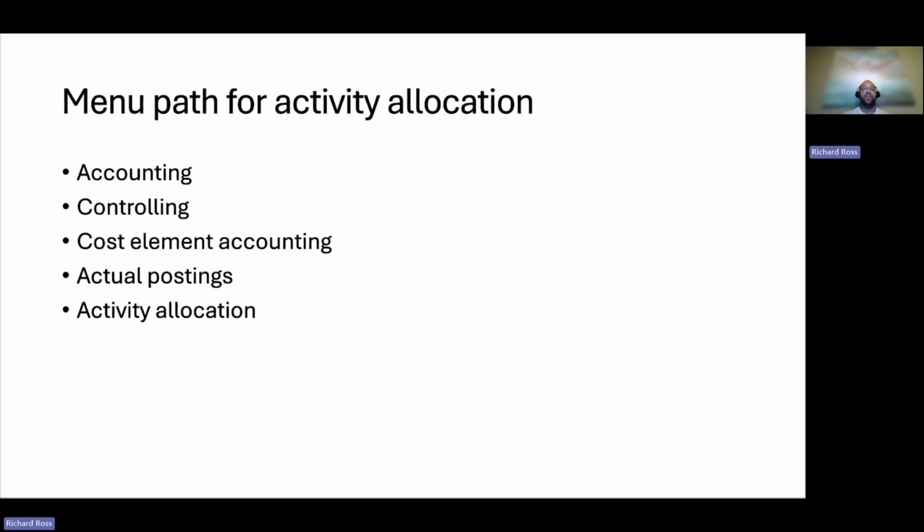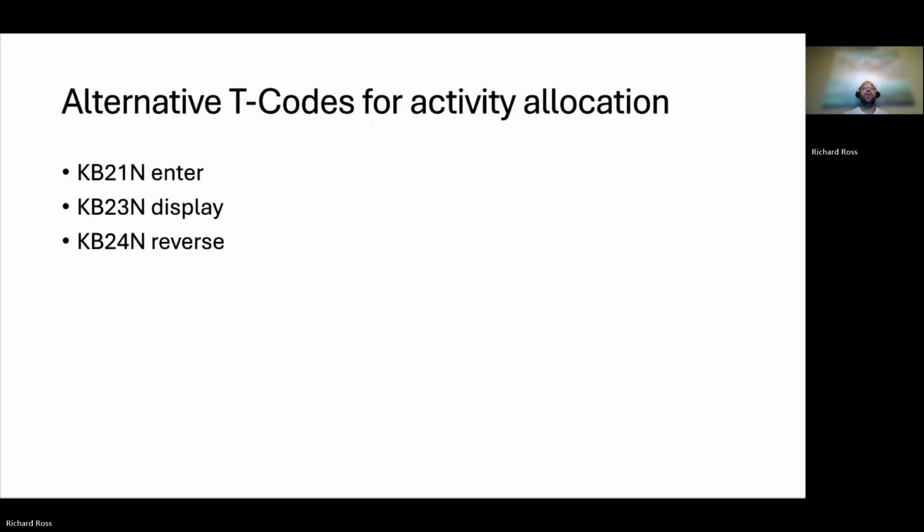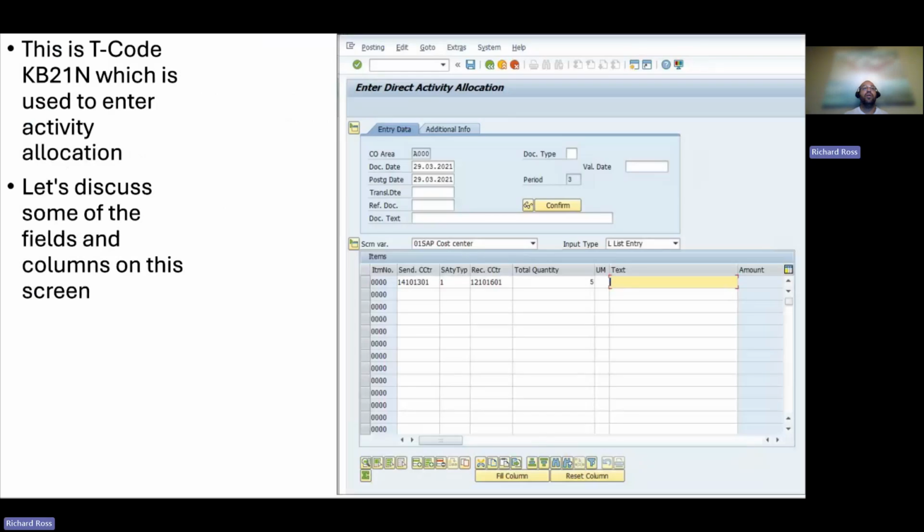Menu path for activity allocation. Accounting, controlling, cost element accounting, actual postings, activity allocation. This is how the menu path to activity allocation in SAP looks. Alternative T codes for activity allocation. These guys. This is T code KB21N, which is used to enter activity allocation. Let's discuss some of the fields and columns on this screen.